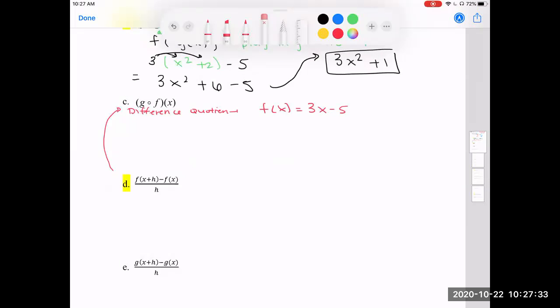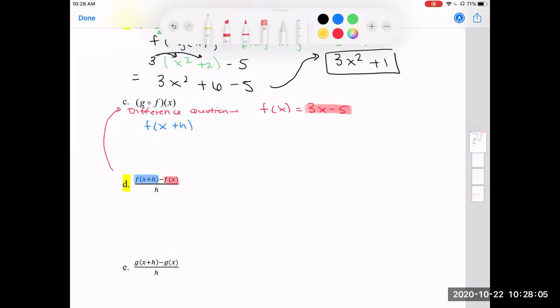Now, if it's helpful, you can do it in parts. You can first find out what f of x plus h is. And then f of x, well, that's just your function f of x that we have here. That's just that. Or better yet, just that. So let's go ahead and find that first part, f of x plus h.